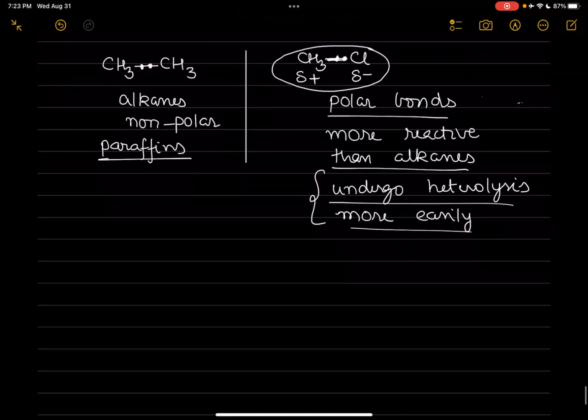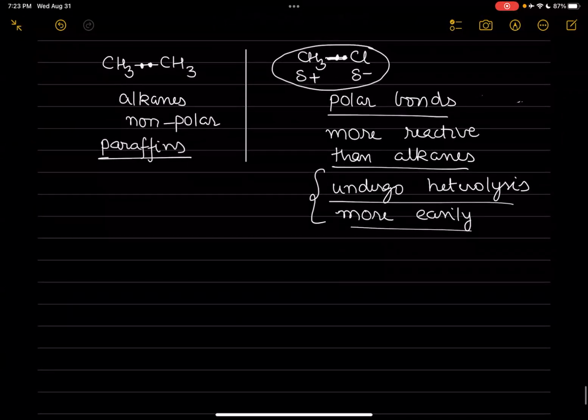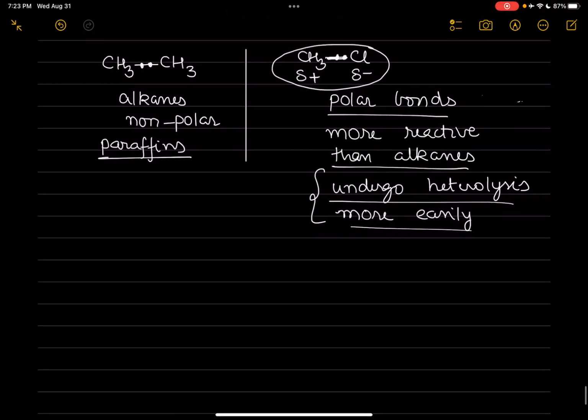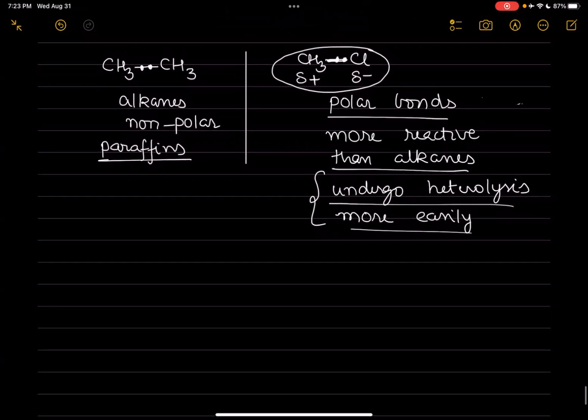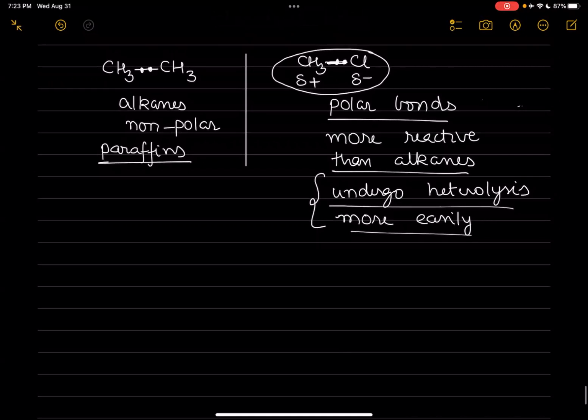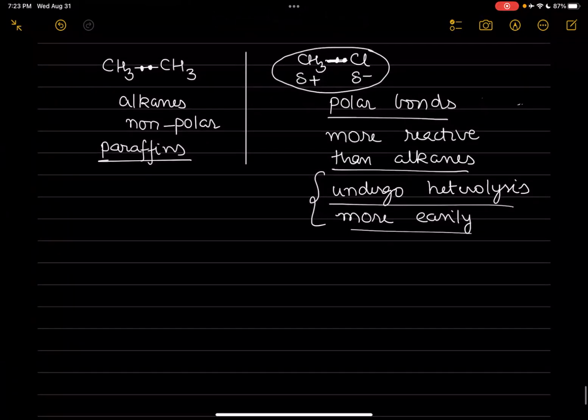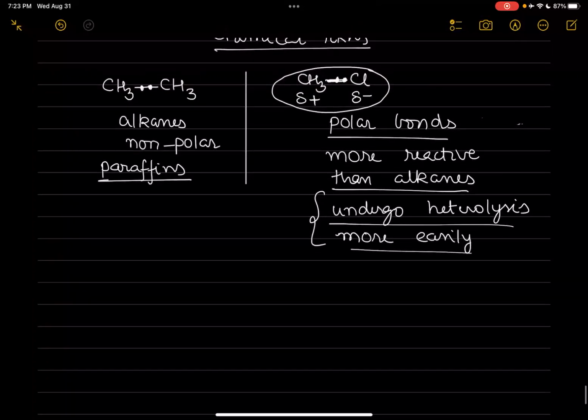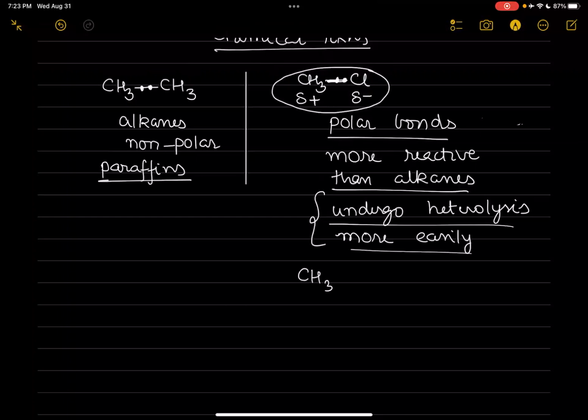Heterolysis and homolysis. What do you mean by heterolysis? Any idea, Anushka? Arpit? Breaking of different bonds. Yeah, heterolysis means when you are breaking the bond between two atoms, the electrons are taken away by one of the atoms. So heterolysis means you will break it like this.